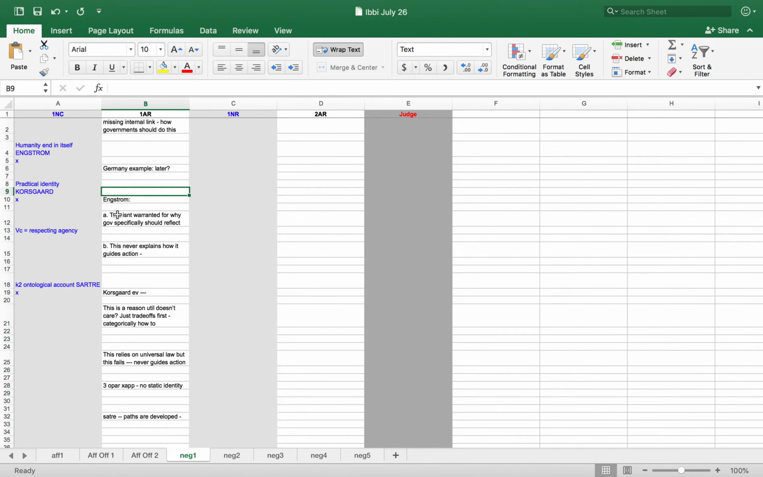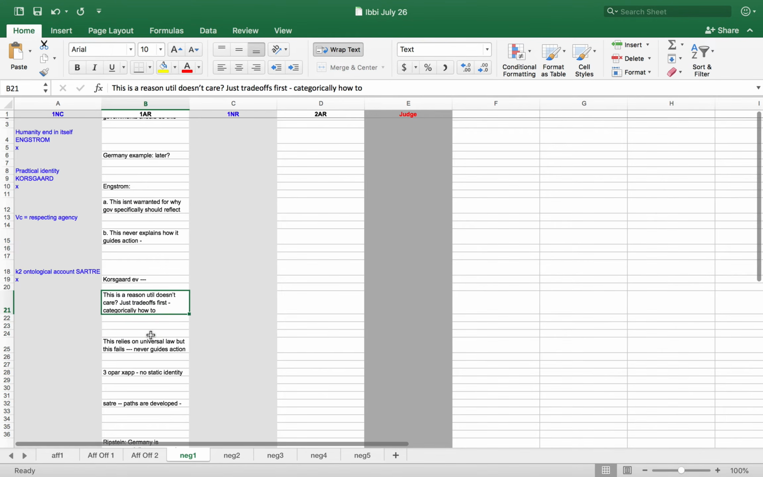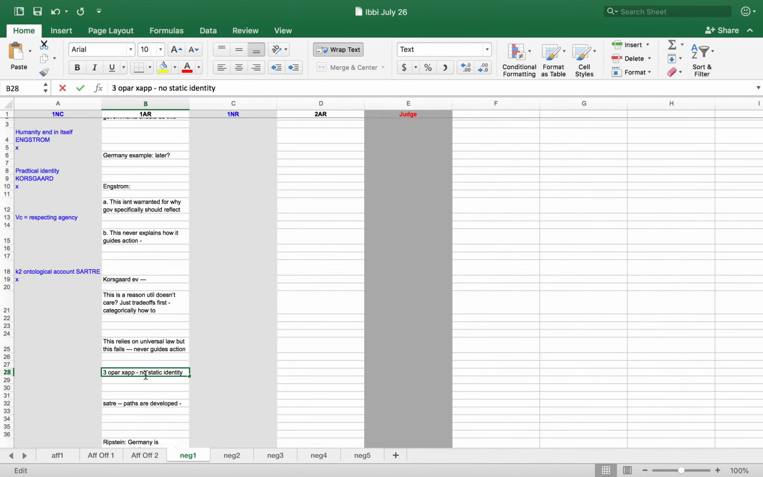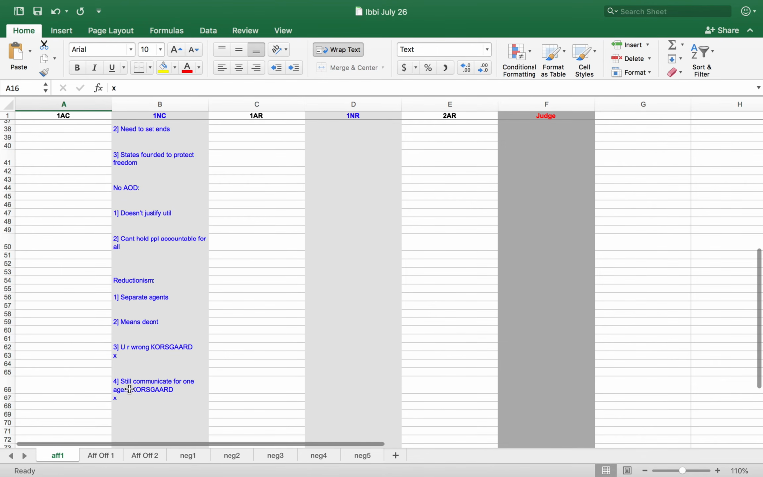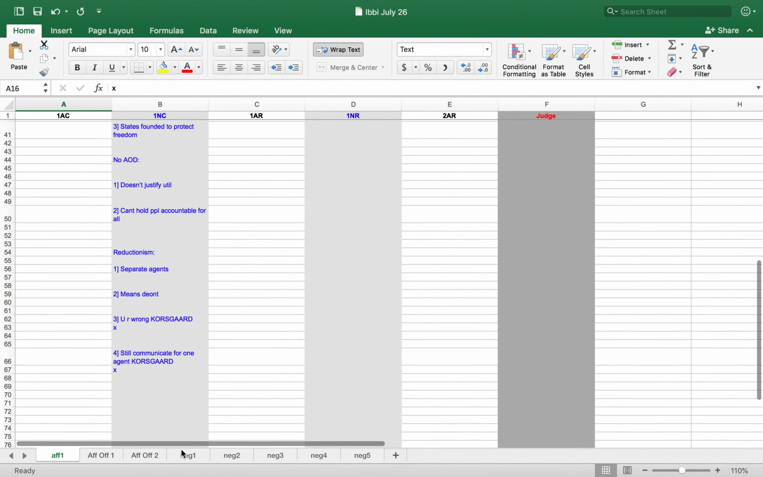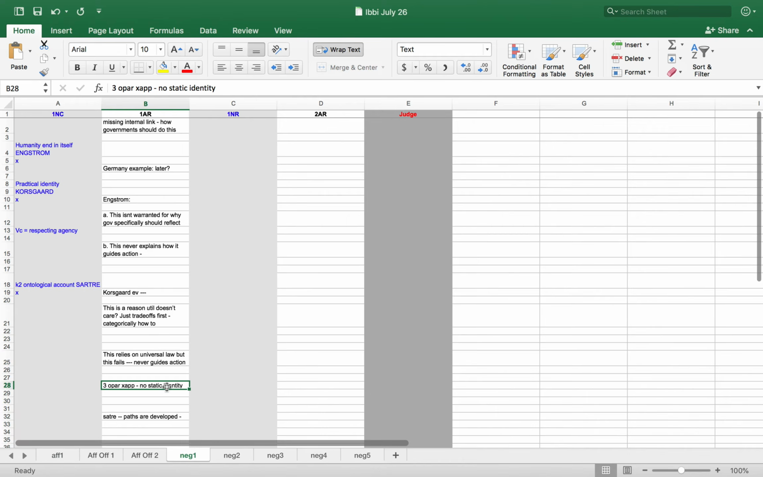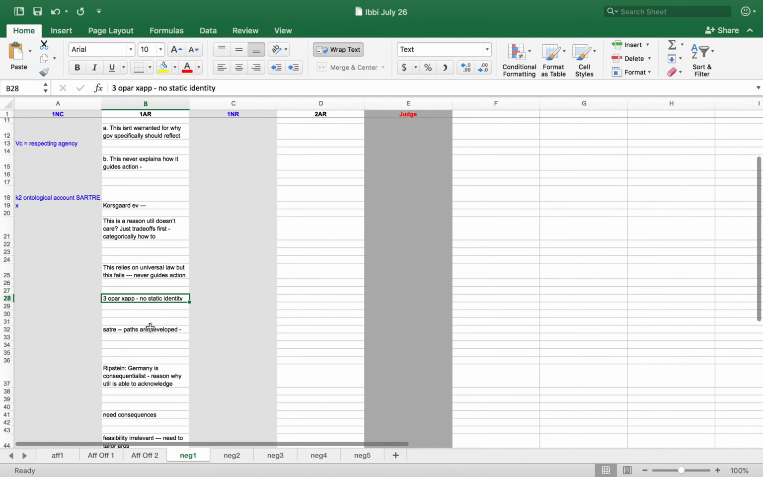Engstrom I thought was all right. I think your A point, but it's not about governments, is again a little repetitive. I would just explain why the idea that humanity should be treated as an end in itself is wrong, why universal principles fail. Korsgaard I thought was good. I wouldn't cross-apply the OPAR evidence unless you're going to explicitly extend it, just because the 1NC had like 4 arguments on that about reductionism being false. So I would not extend OPAR unless you're prepared to really defend it.